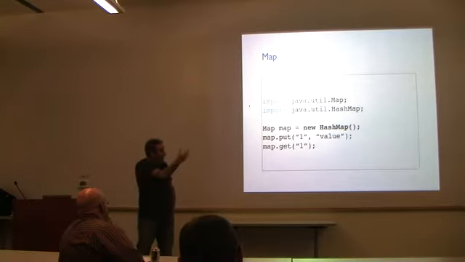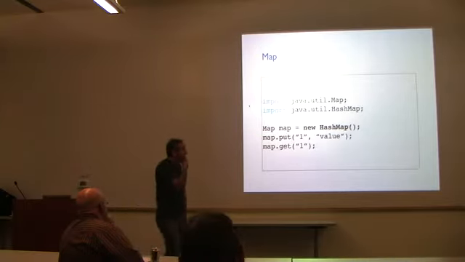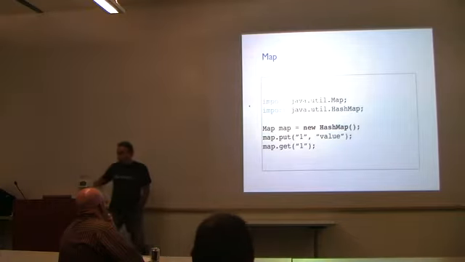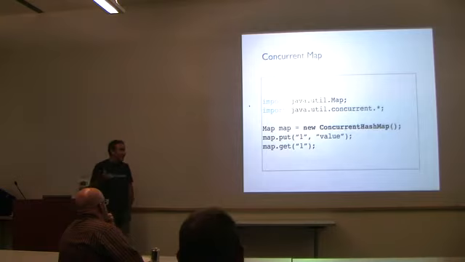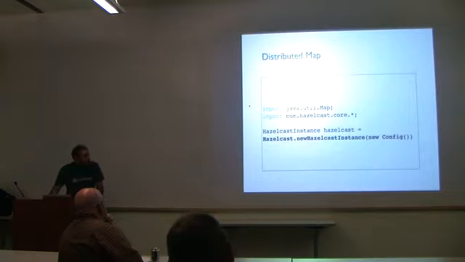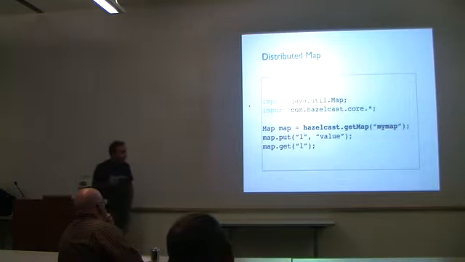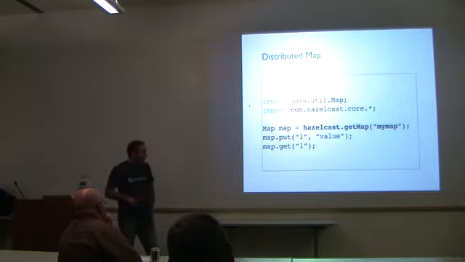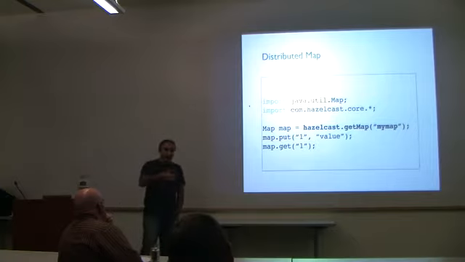Hazelcast. So we know Java HashMap, right? It's non-thread safe. If you want to share the map across multiple threads, you do this. And if you want to share the map across multiple JVMs, you create a Hazelcast instance, and then you get a map from Hazelcast, and then you do put and get. Now all these entries are going to be shared across multiple JVMs.